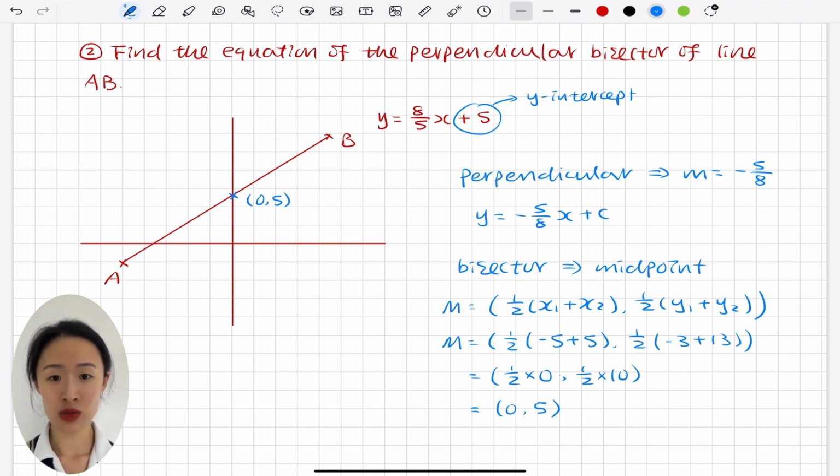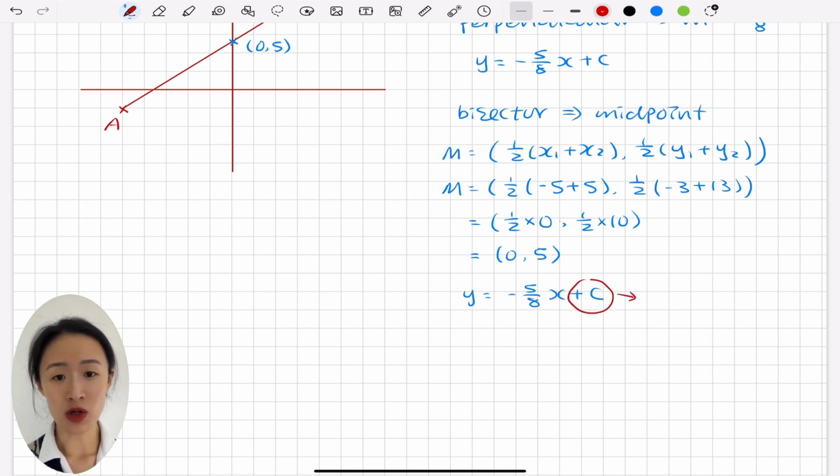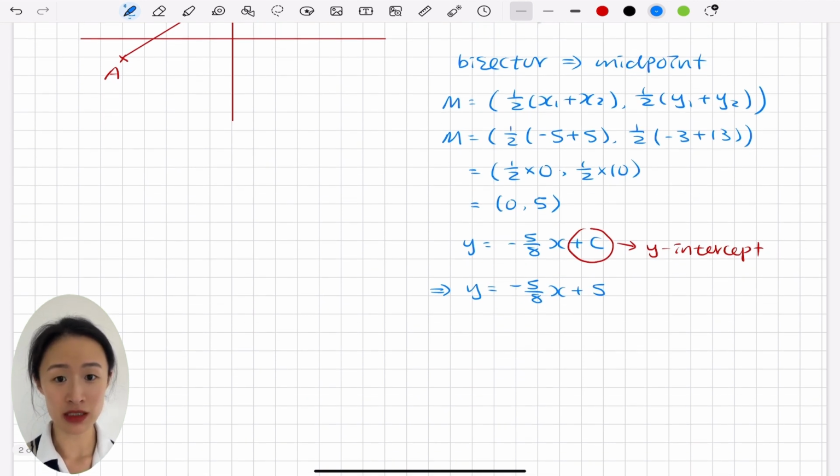So what I need to do now is to substitute this point back into my equation, y equal to -5 over 8x plus c. 0, 5 is the coordinates of the y-intercept. Remember, y-intercept is when x equal to 0. So that means c is going to be 5. So then I can just write down the final equation, y equal to -5 over 8x plus 5.